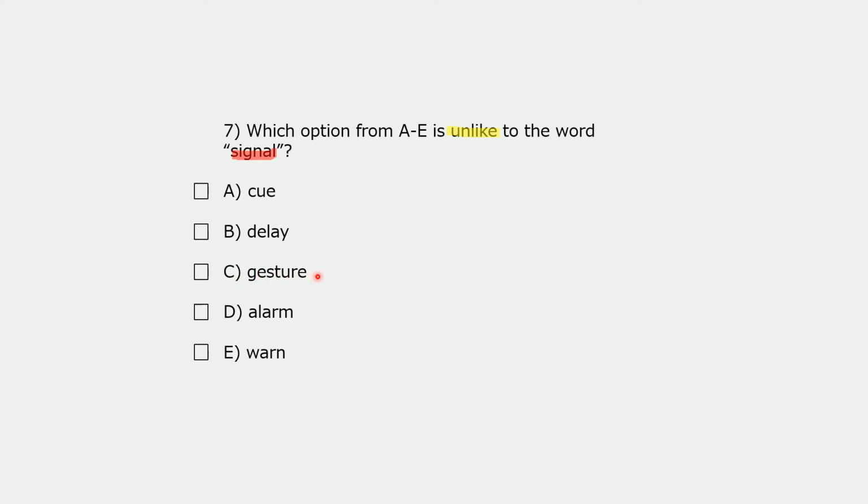Option C is gesture, which is like the word signal. So is alarm. An alarm, your alarm clock, is a signal to get up in the morning. Warn. If somebody warns you that their staircase creaks, then it's a signal that their staircase creaks. So we know that option B is correct.